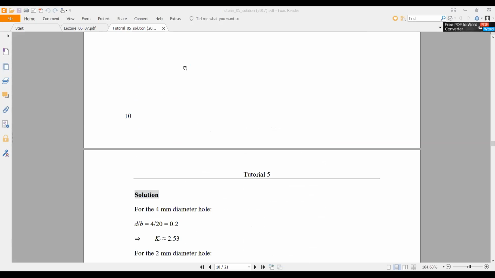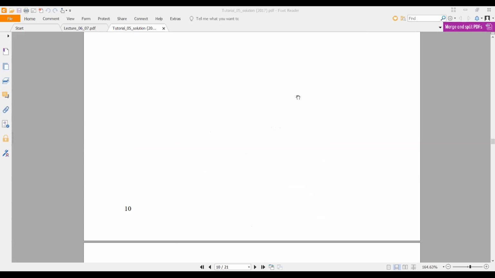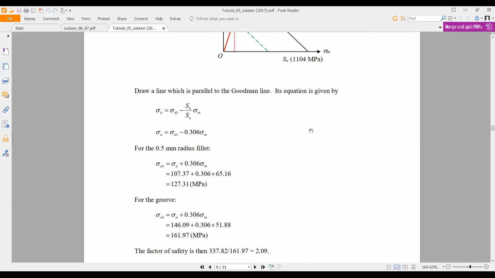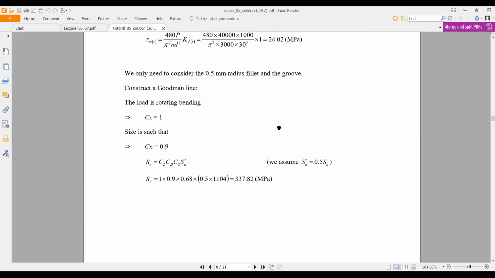Excuse me, sir. Sorry. Sir, in the first question, why do we consider the 0.5 millimeter radius to construct the Goodman line? 0.5 millimeter fillet.